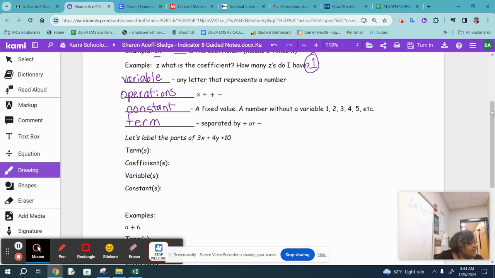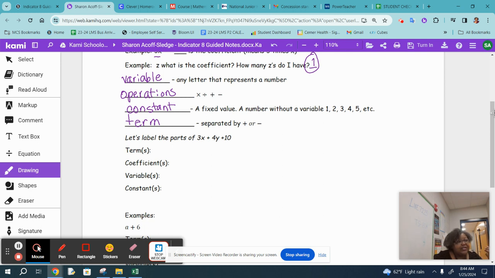All right, y'all ready? We ready to move the train? Okay, let's move the train. So let's look at this expression and watch the way that I read it. 3 times x plus 4 times y plus 10. Now, sometimes I'm going to slip up and say 3x plus 4y plus 10, but what it means is 3 times x plus 4 times y plus 10.